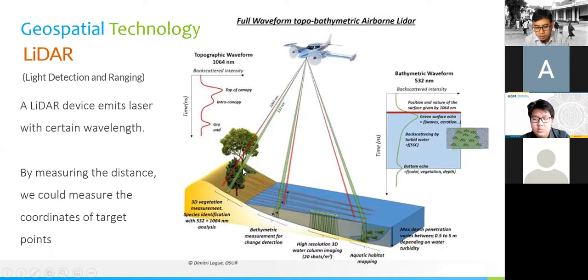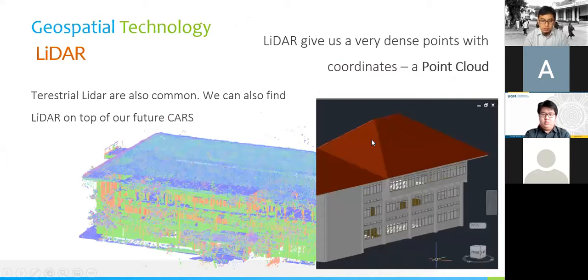And we can also see that LiDAR can also be applied to water. We can also have, with some limit, LiDAR for underwater objects. Of course, at some limit, we can still map the objects that are situated underwater. Then the output of a LiDAR measurement is called a point cloud, aptly named so because we have very dense points, each point having its own coordinates, and there are so many of them that it looks like a cloud.